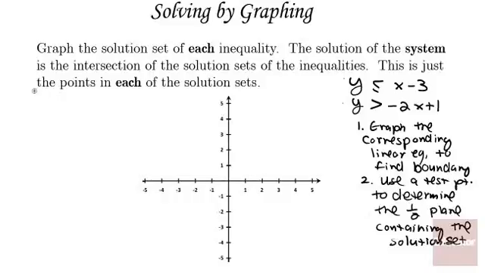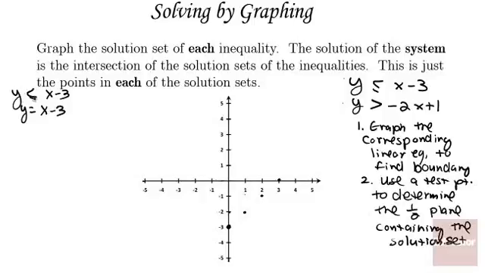So I'm going to start with this one, and that's y is less than or equal to x minus 3. The corresponding linear equation would be y equals x minus 3. This is in slope-intercept form, y equals mx plus b, so I can easily graph this because I know that the y-intercept is negative 3 and the slope is 1. Since the slope is 1, increase y by 1, increase x by 1, and on.